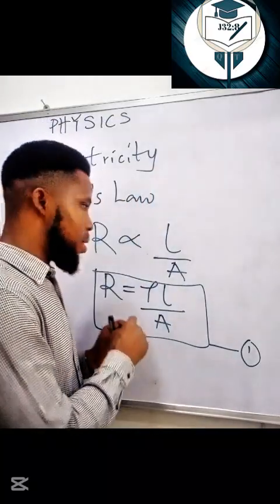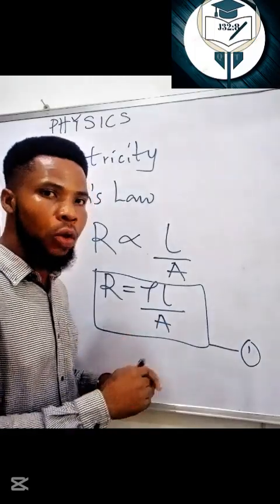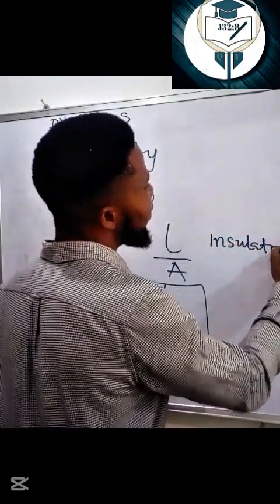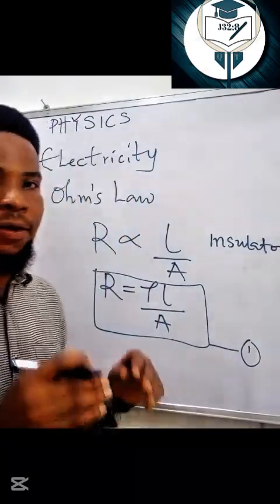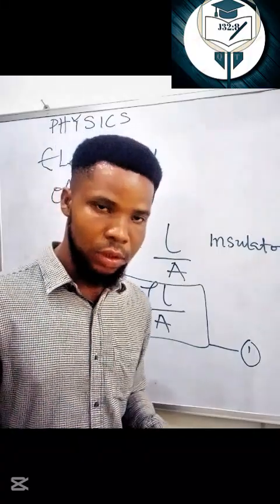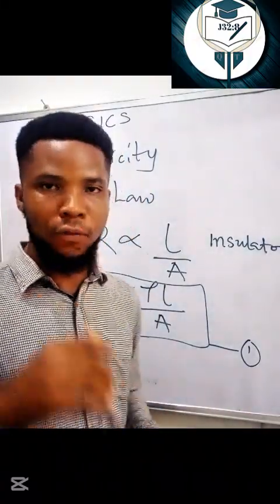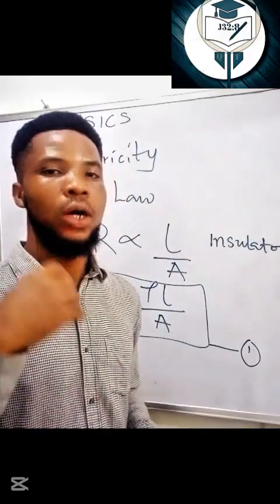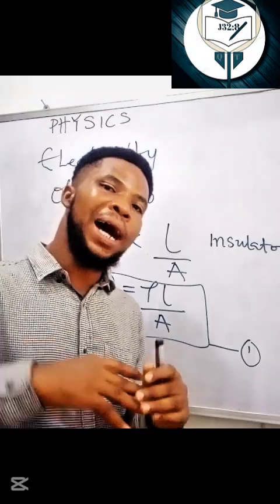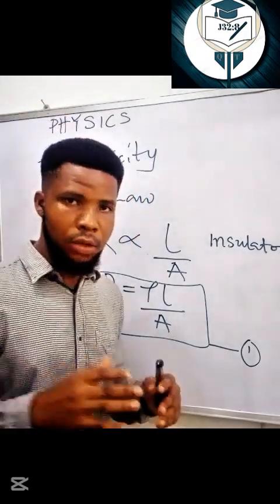Now, why the non-conductors, which are also called insulators, their resistivities are very, very high, and their conductivities are very, very low. This is to say that every material has a measure of resistance and conductivity. You understand me now? So the ones that have high conductivity and low resistivity are conductors. I think you understand that now.